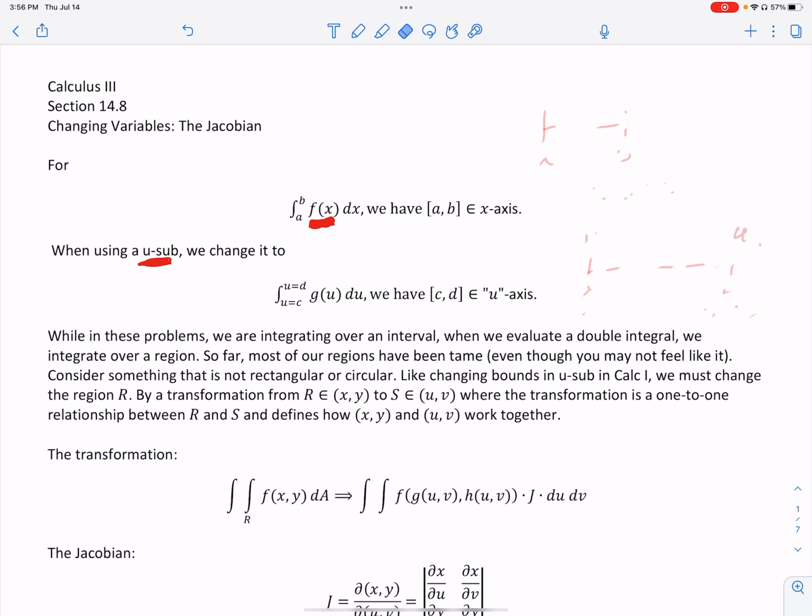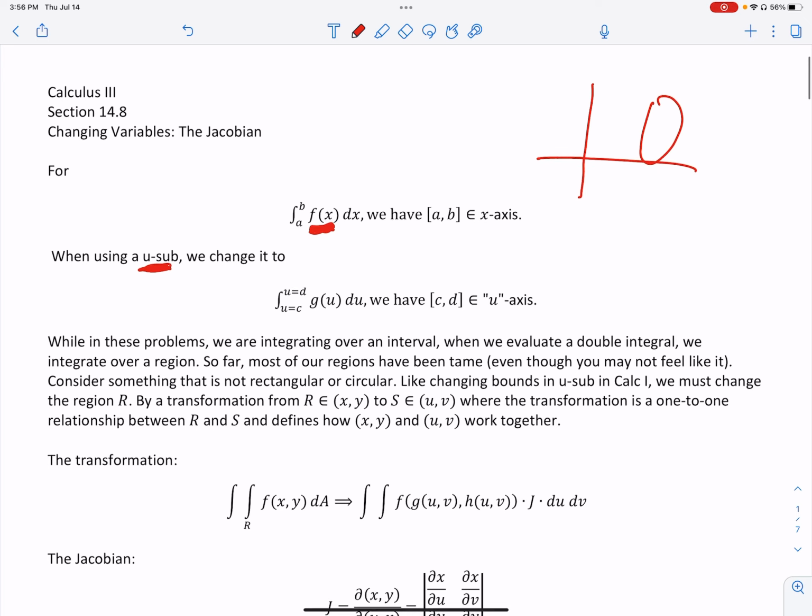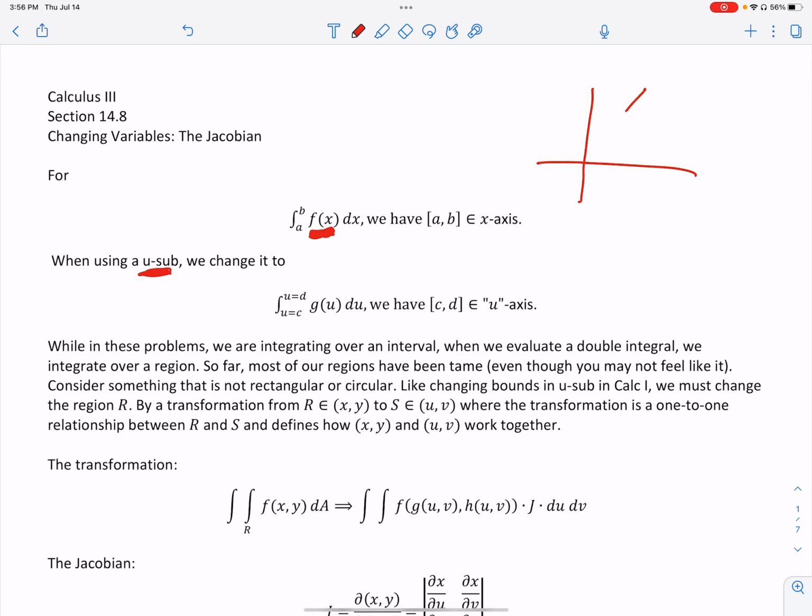You may not feel like they have been simple, but like most of everything that we have integrated over was either some kind of rectangle or square, or some kind of circle or ellipse or some kind of circular region. Now, the problem is, what if it's not rectangular? What if it's like a diamond or a very small region like this that is a parallelogram, or what if it is a giant oval, right? An ellipse that's not pretty or turned to the side. What we're going to work on here is a u-sub idea, but for double integrals or triple integrals.